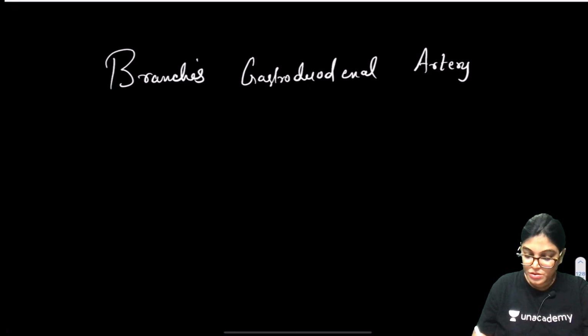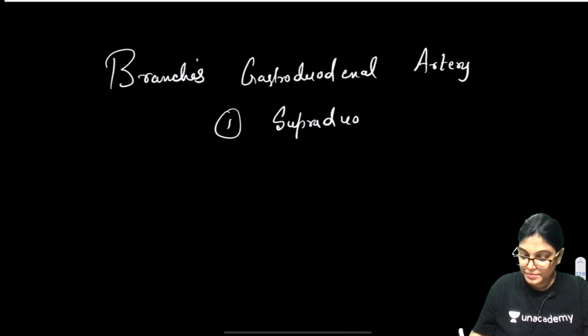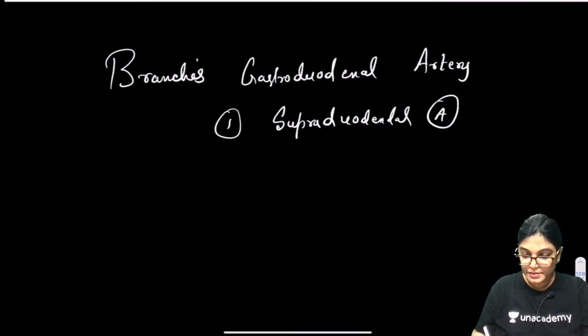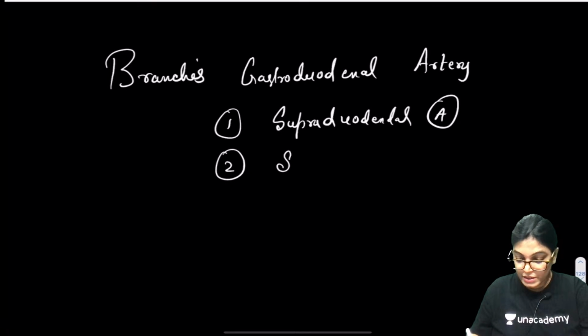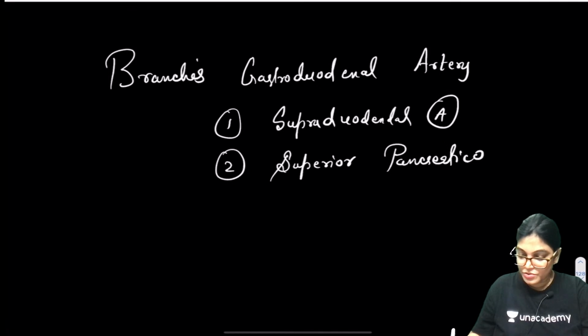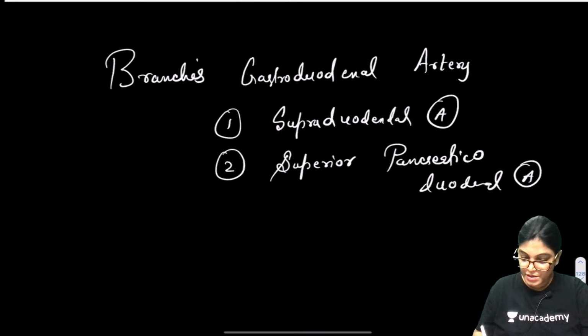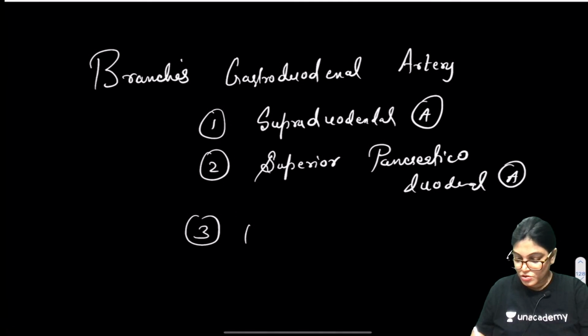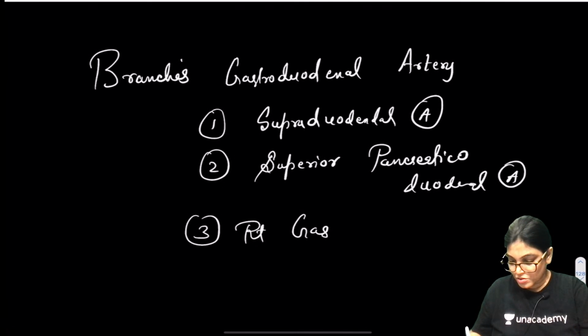The branches of gastroduodenal artery are supraduodenal artery, superior pancreatico-duodenal artery, and right gastroepiploic artery.